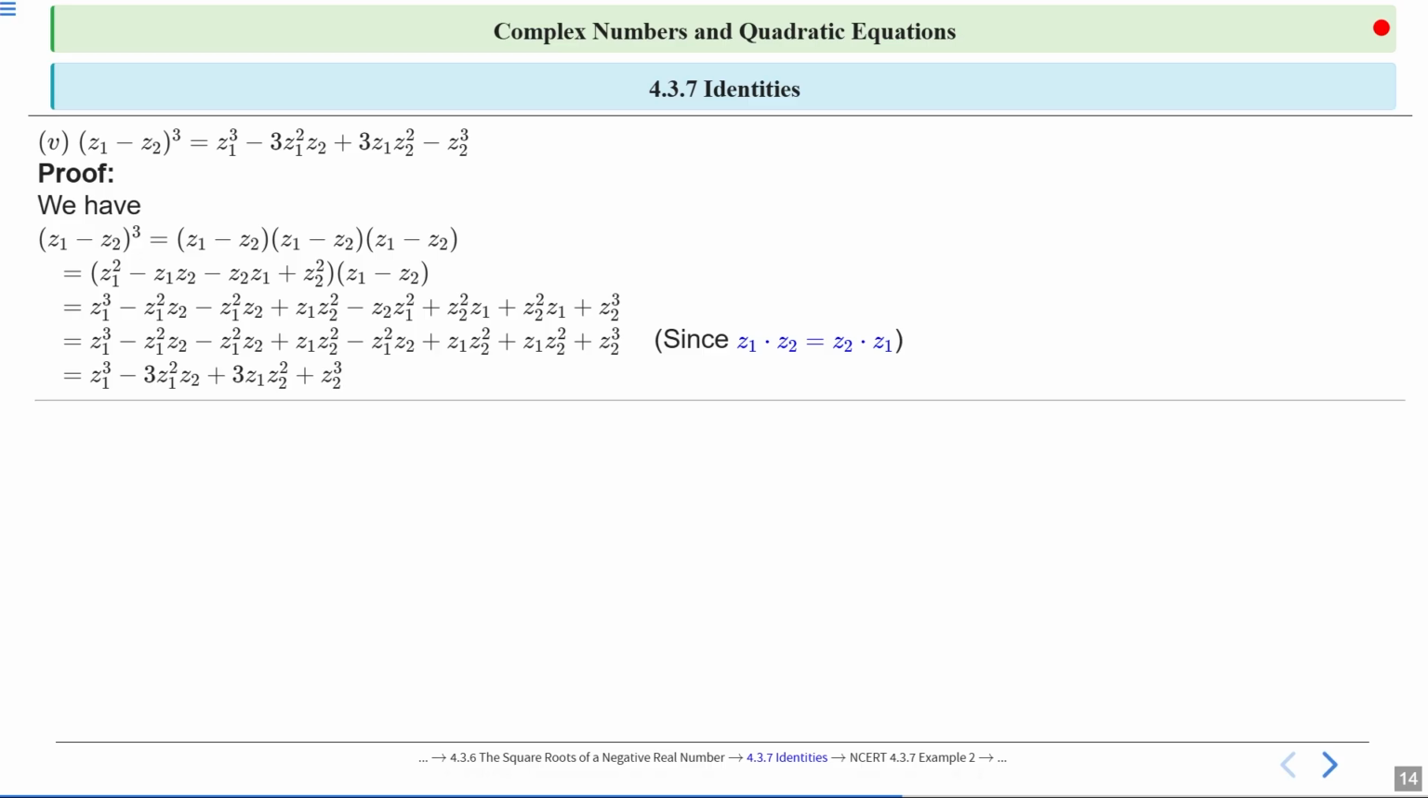Finally, after combining all the like terms, we arrive at the simplified result, that is z1³ - 3z1²·z2 + 3z1·z2² - z2³. Okay, so this is our final conclusion: (z1 - z2)³ = z1³ - 3z1²·z2 + 3z1·z2² - z2³.